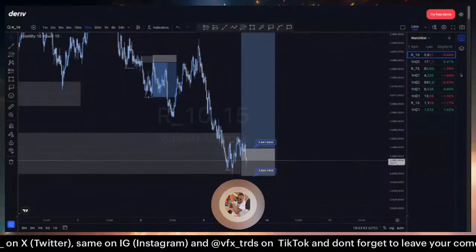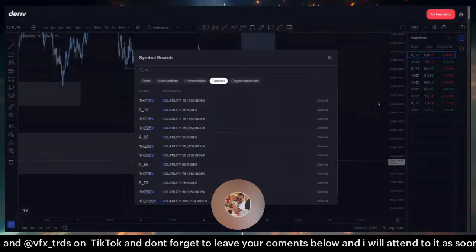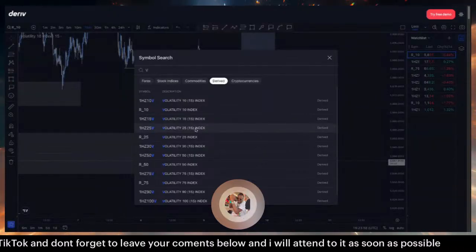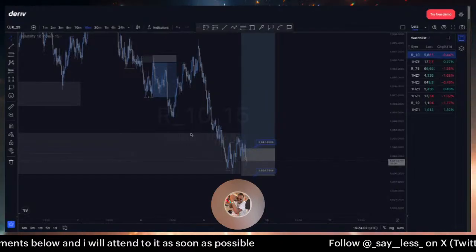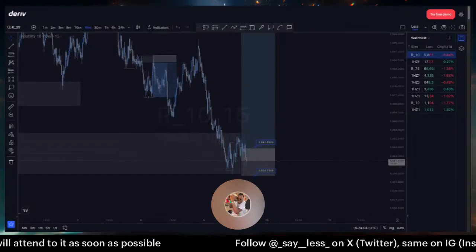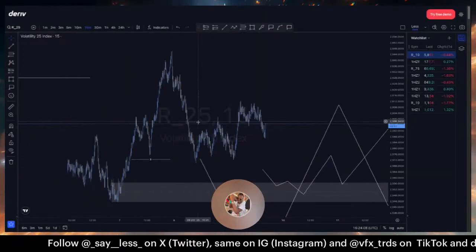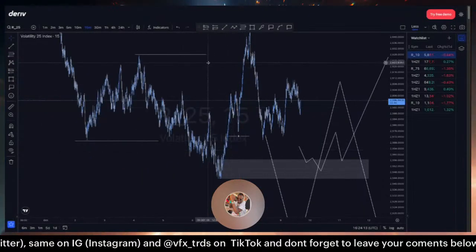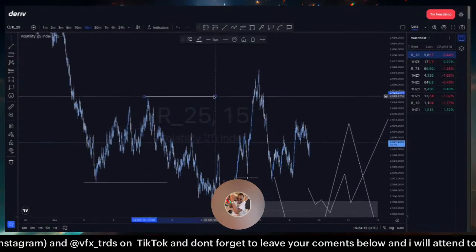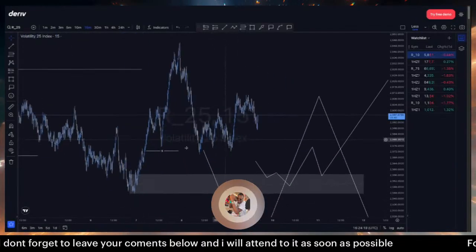So check V25. V25, Volatility Index 25. Let's see what's going on with it. So we have this break here. This is the 15-minute time frame, by the way. We have this break here.